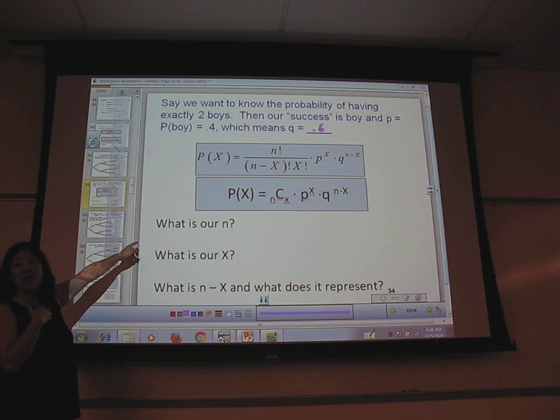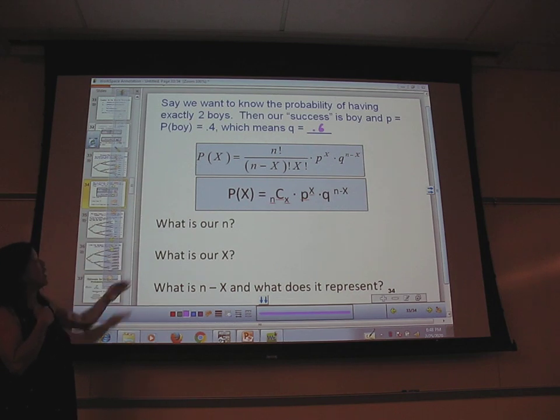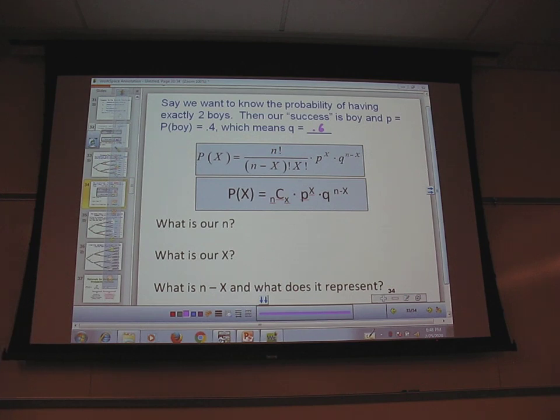What's our n? n is how many times we do it? Well, we're going to pick a kid. How many times are we picking a kid? We're going to have 3 children. We adopt 3 children randomly. And how many times are we picking a child? 3. So our n is 3. Everybody on board with that part?